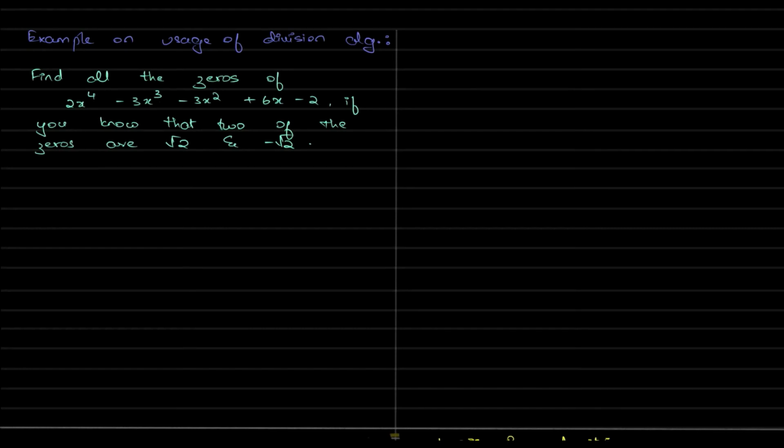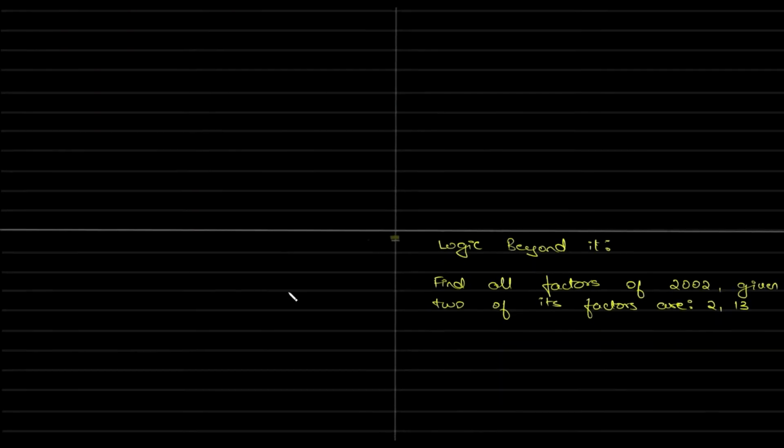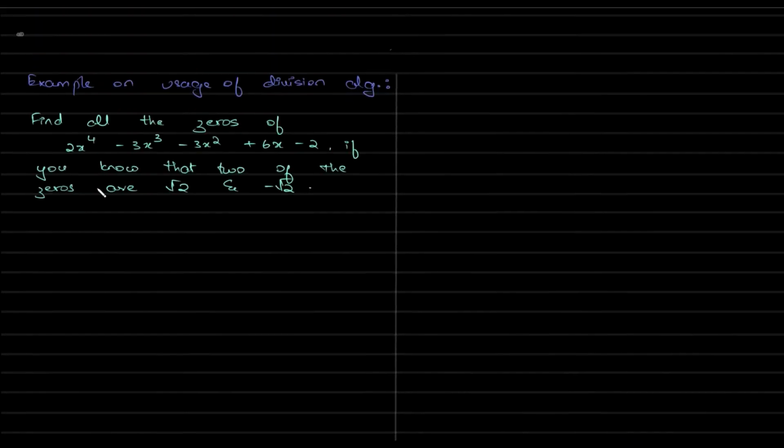So let's look at the usage of the division algorithm. We have a polynomial whose degree is 4, and we have to find the zeros. Find all the zeros of this particular polynomial if you know that two of its zeros are √2 and minus √2. I'll show you the procedure and explain the logic a bit later.